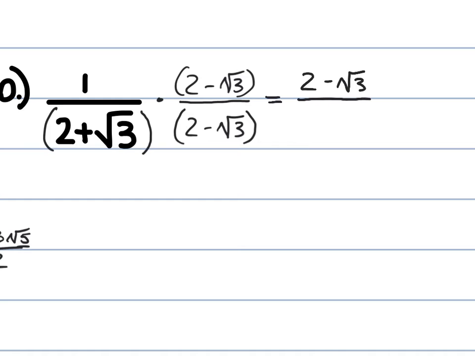2 minus the square root of 3. Because if I take 1 times 2 minus the square root of 3, it ends up as 2 minus the square root of 3. But now we need to work the conjugate on the bottom.